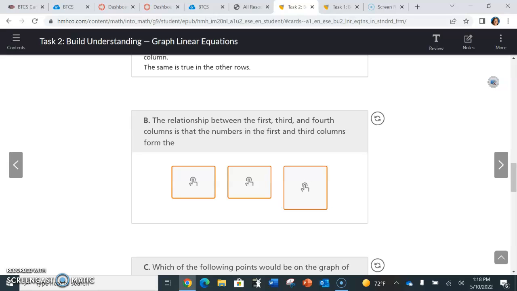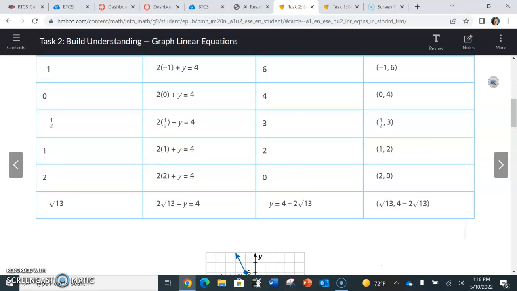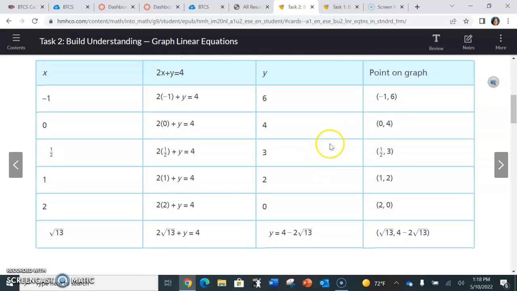All right, the relationship between the first, third, and fourth columns is that the numbers in the first and third columns form the ordered pairs of the points in the fourth column. Okay, so you can see the points in this fourth column here come from your x and your y values. You can see 0, 4 is here, 1/2, 3, and so on and so forth.